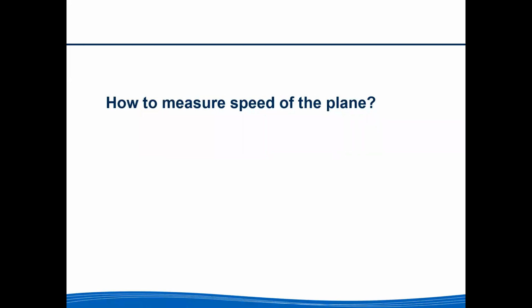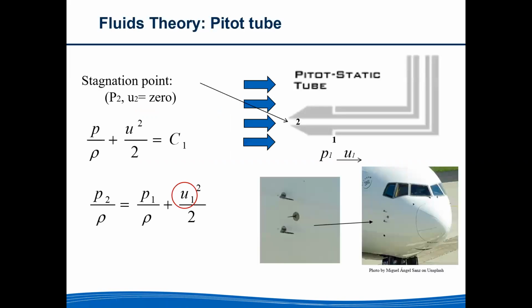The Bernoulli equation is a very powerful equation. For example, how do you measure the speed of a plane? If you take a look at any aeroplane, you will see on the front or on the wings, in different spots, little tubes coming out. These are called pitot tubes, and they are used to measure the speed of an aeroplane in the air. They are very strange tubes that have two holes, essentially: one on the front, point 2, and one on the side, point 1.